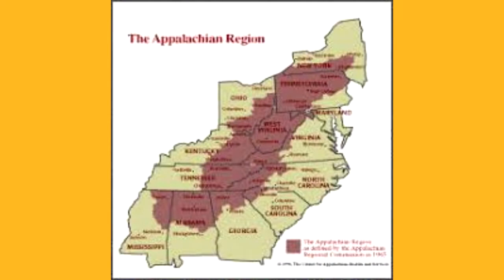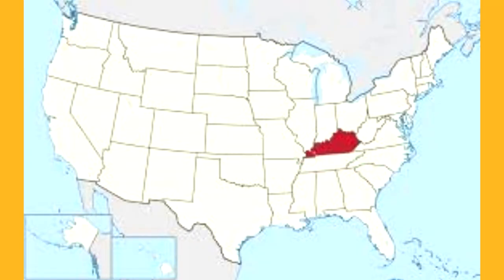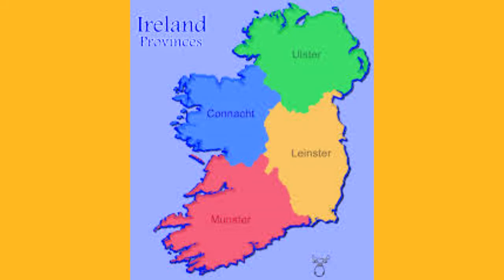The Appalachian accent. This accent is spoken in states like Tennessee, Kentucky, and West Virginia. It was influenced by immigrants from the Ulster region of Ireland.